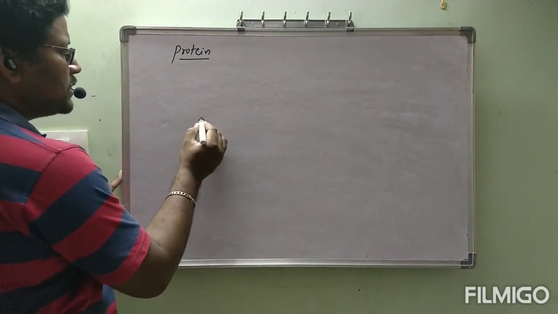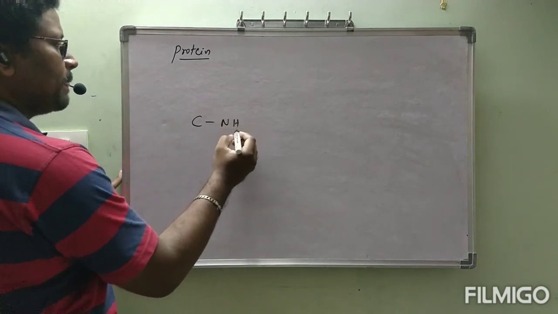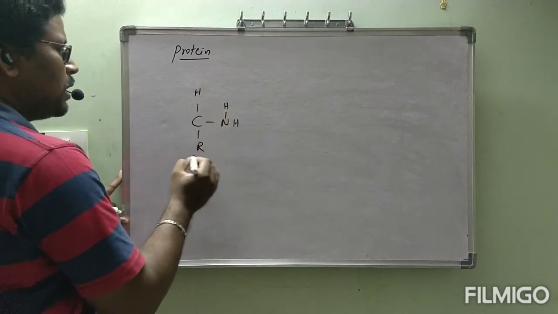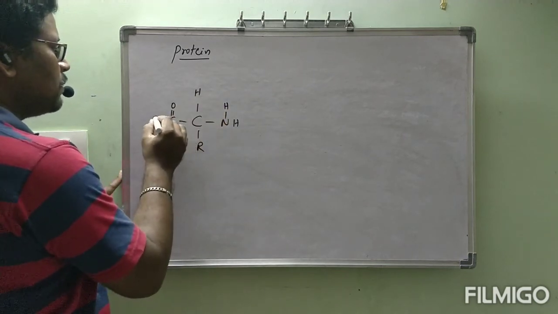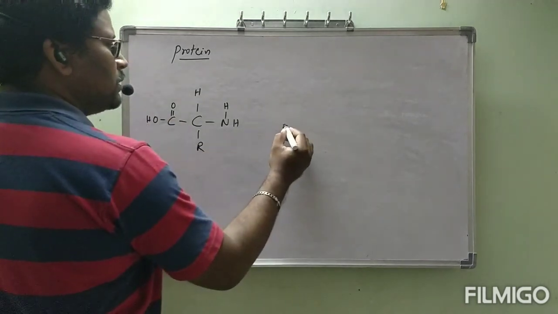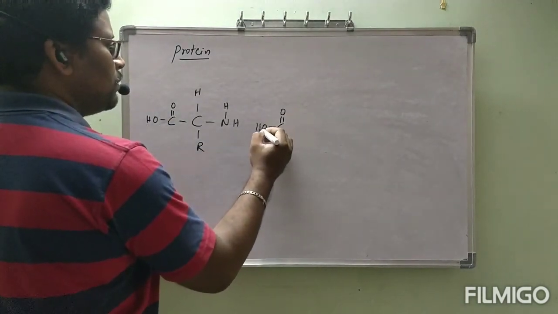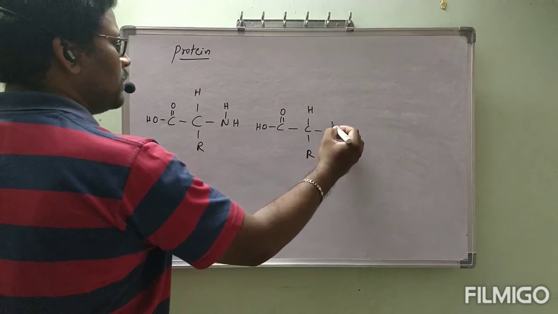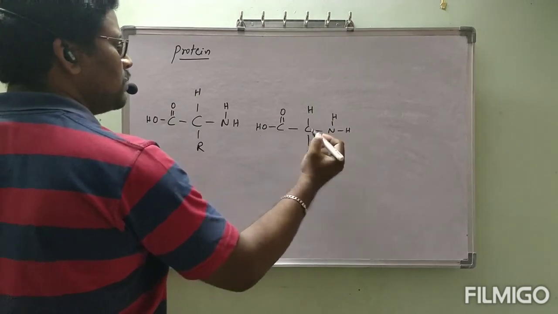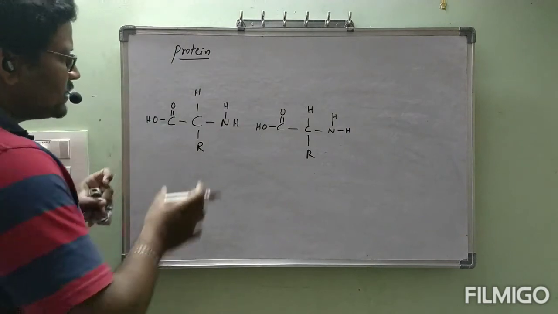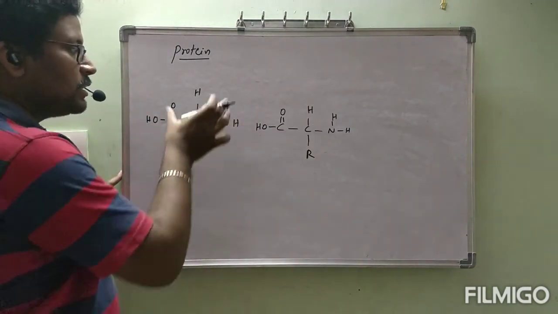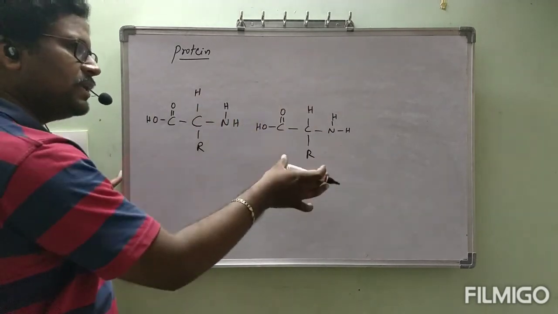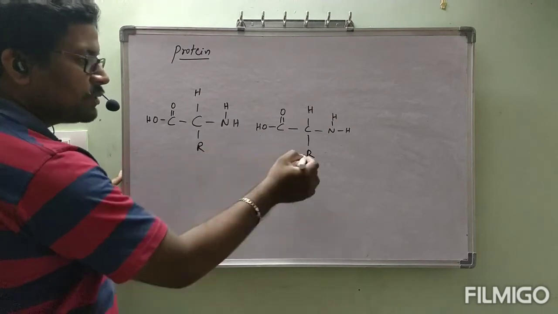Consider any one amino acid: NH2, C, H, R, C double bond O, OH. Next, another amino acid: C double bond O, OH, C, H, R, NH2. Now observe correctly, this is one amino acid, this is another. This might be glycine, or glycine and alanine, depending on R. I commonly wrote R here.